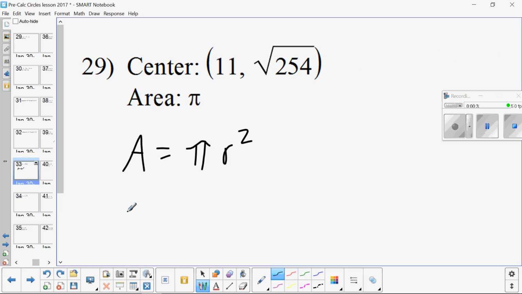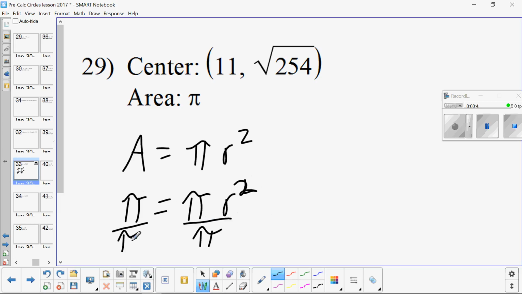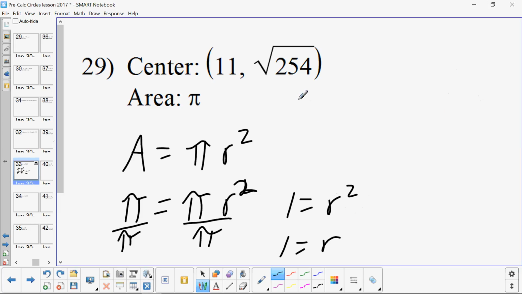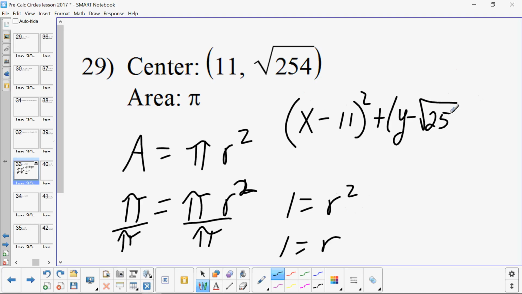So in this case, if pi is your area, and that's equal to pi r squared, when you divide both sides by pi, 1 equals your radius squared. Well, that means 1 is your radius. So to get this, you should just have x minus 11 squared plus y minus the square root of 254 squared equals 1 squared, which is 1. Done. That's it.